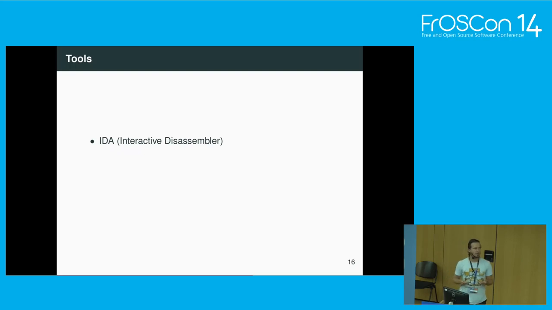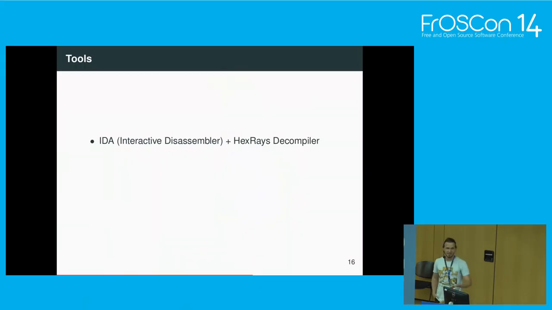But then at some point, they decided to do something pretty amazing, and this was creating the Hex-Rays decompiler, and it just does what its name suggests. It takes assembly commands and translates them back into C-like code or pseudocode generally.